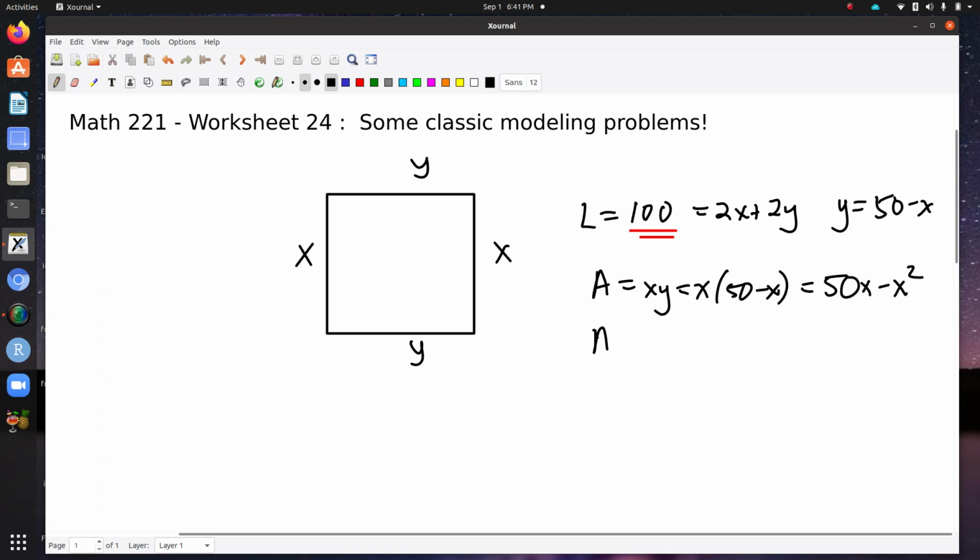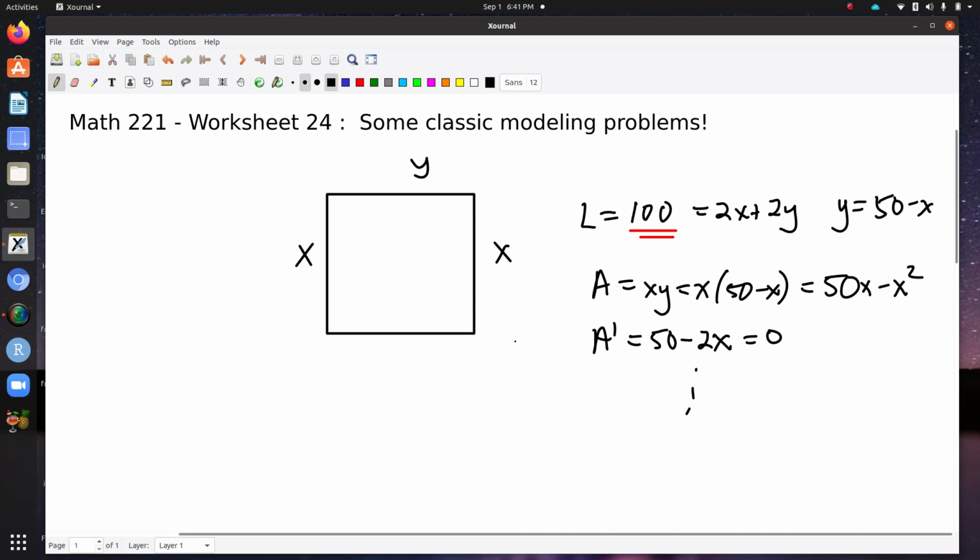Take the derivative. Set it equal to 0, and you can go from there. Okay, but that's exactly the same thing we just did, except with a missing y because you're up against a wall. Okay, those are very, very classic problems. You should be able to practically do those in your sleep.